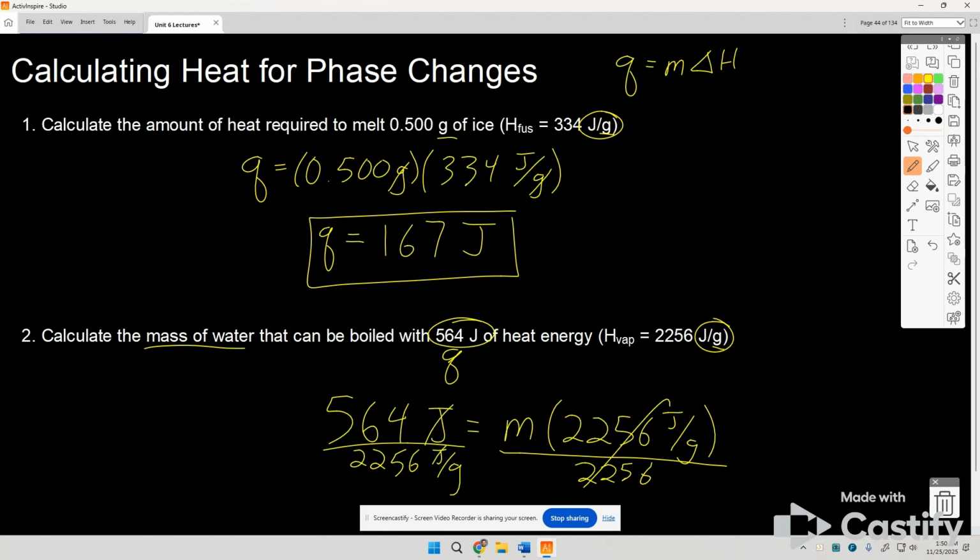Canceling my joules and leaving me with a unit of just grams. Here it's going to give us 0.250 grams.